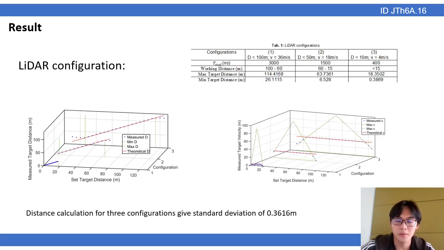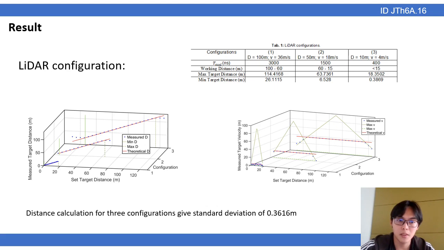We tested this model with various LiDAR configurations, which is given in Table 1. Configuration 1, we have 3000 nanoseconds of modulation period. Configuration 2, we have 1500 nanoseconds of modulation period, and configuration 3 we have 400 nanoseconds of modulation period. This corresponds to different working distances. The first one is 100 to 60 meters, where we assume the LiDAR is working from 100 meters to 60 meters. The second one is 60 to 15, and the third one is less than 50 meters. On the bottom two lines you can see the maximum and minimum target distance with the setting.